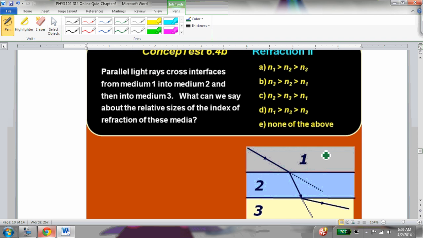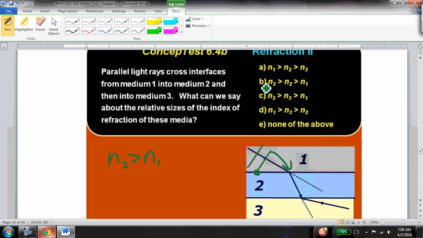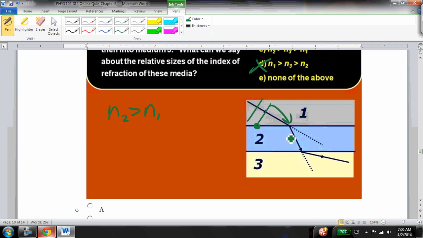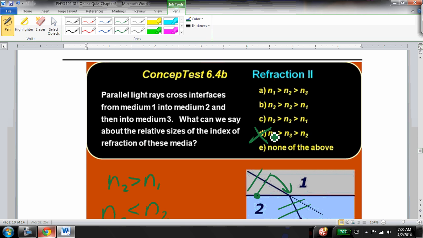Okay, parallel light rays cross from medium 1 to medium 2 and medium 3. What can we say about the relative size of the indices of refraction? Well, here it bends towards the normal, so I can say that N2 is bigger than N1, because it slows down here and bends in this direction. So N2 is bigger than N1. That gets rid of D. And then moving from N2 to N3, it travels faster in N3, so I can say that N3 is less than N2. C is still okay. That gets rid of B.